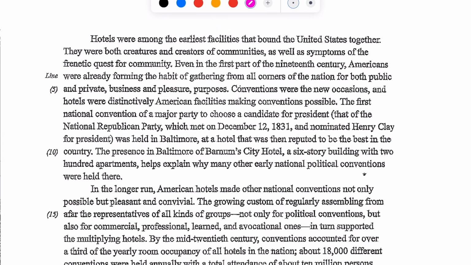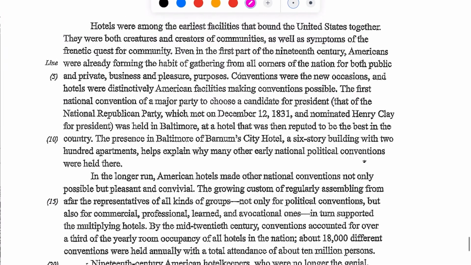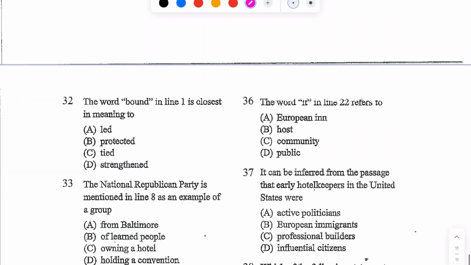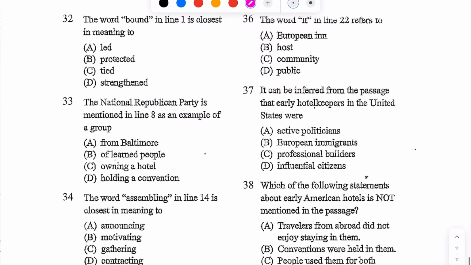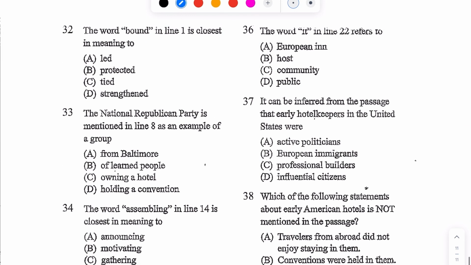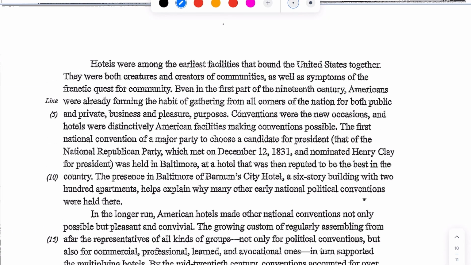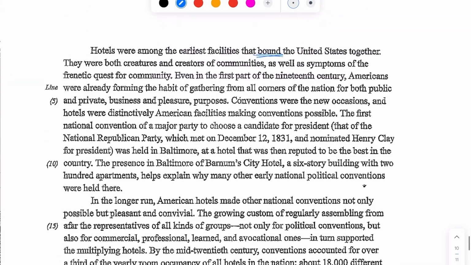All right, for the last passage, we have these three paragraphs. It's a little more challenging than the other ones. But again, let's take a look at the questions. So 32, the word bound in line 1 is closest to. So let's underline the word bound. So we'll focus on that. It's for number 32.